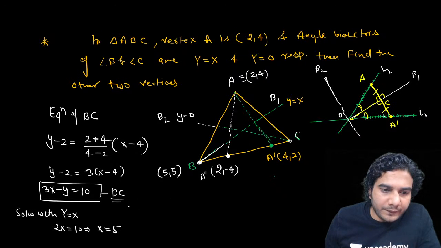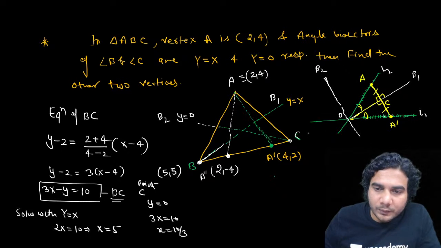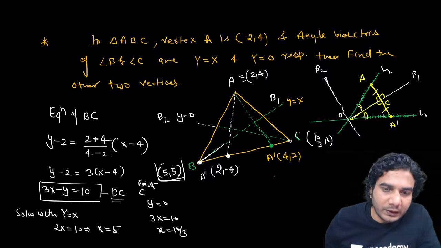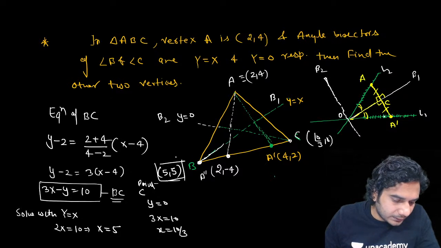And similarly, if we solve it with the y is equal to 0 line, then it is going to be 3x is equal to 10. So x is equal to 10 by 3. Okay. So this is for point C. Point C is 10 by 3 comma 0. All right. This point is 5 comma 5. So we have got the point. It's a very good question. You guys got it? You guys got the point? Understood?